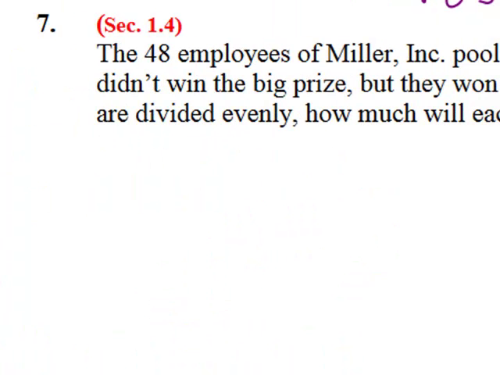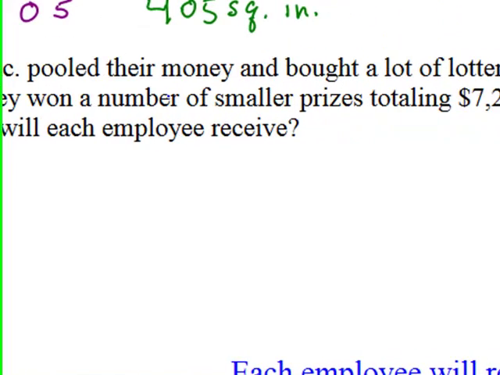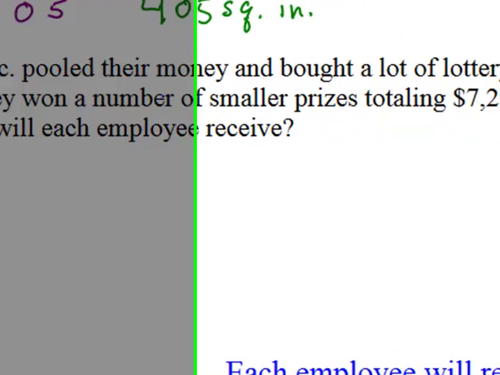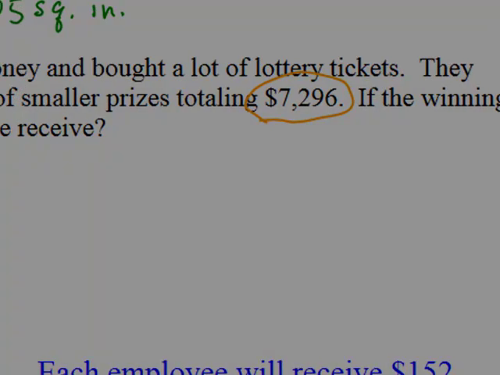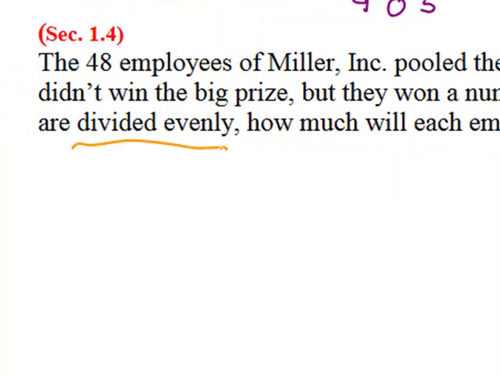Number 7 says the 48 employees of Miller Inc. pooled their money and bought a lot of lottery tickets. Well, the bottom line is that in the end they won a total of $7,296, and they have to share this evenly. It says here, divided evenly among those 48 employees. So this is indeed division. Let's see what we get.